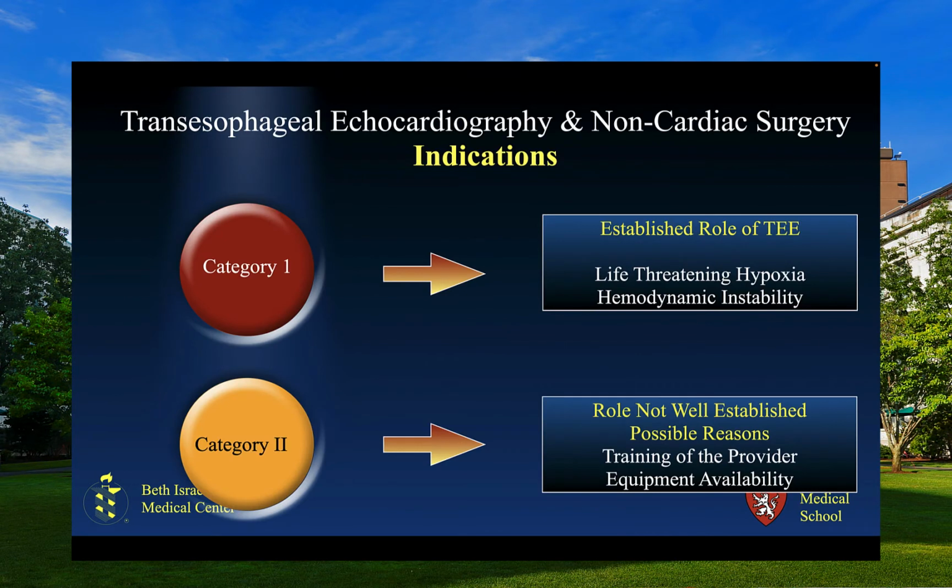So to put it all together, the category 1 indications of transesophageal echo, where there's an established role of TEE, are in life-threatening hypoxia and hemodynamic instability. The category 2 indications, where the role is not well established and there are possible reasons and possible indications for its use, are a multitude of them and depend on the training of the provider and the equipment availability. These are the two major determining factors of use in category 2 indications.